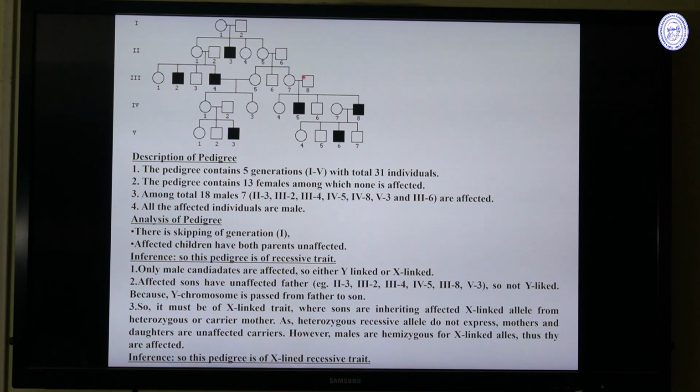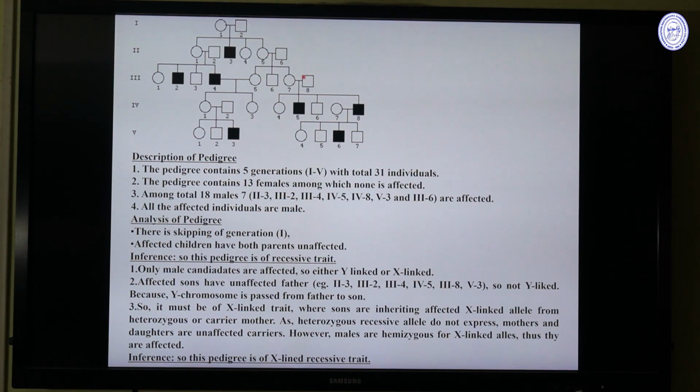Now, coming to the analysis, there is a skip of generation, like the first generation does not have any individual affected, and this fourth mother and father are not affected. So, there is a skip of generations, and affected children have both parents unaffected. So, these children, that is 5, 3, his both parents 4, 1 and 2 are unaffected. So, this is a clear case of a recessive trait.